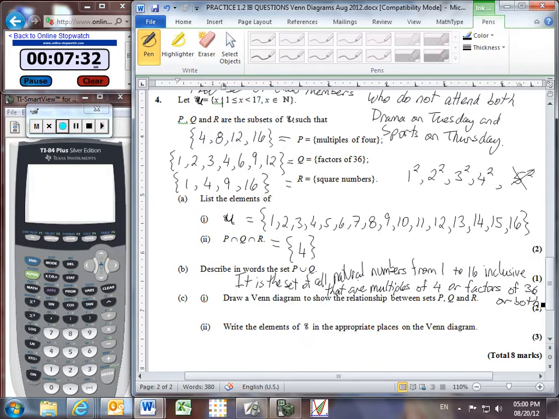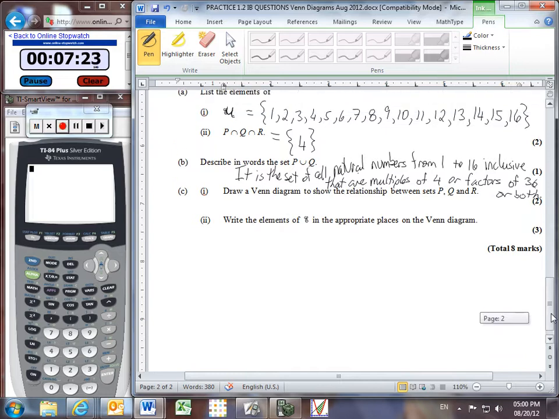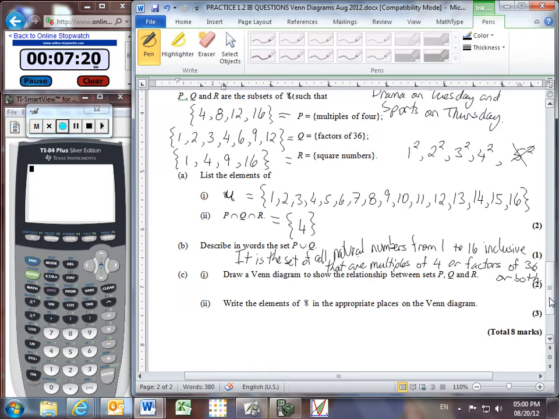And now part C, we need to draw a Venn diagram to show the relationship between sets P, Q, and R. It might be worth just quickly seeing whether we do indeed have an overlap between each pair of these sets. I can see that P and Q have got an overlap of, 12 appears in both. I can see that P and R have an overlap because 16 appears in both. And I can see that Q and R have got an overlap because 9 appears in both. So it's safe to say that all three of the circles do overlap one another.